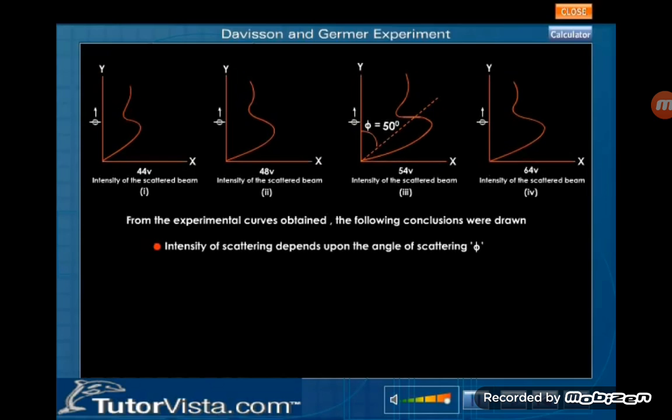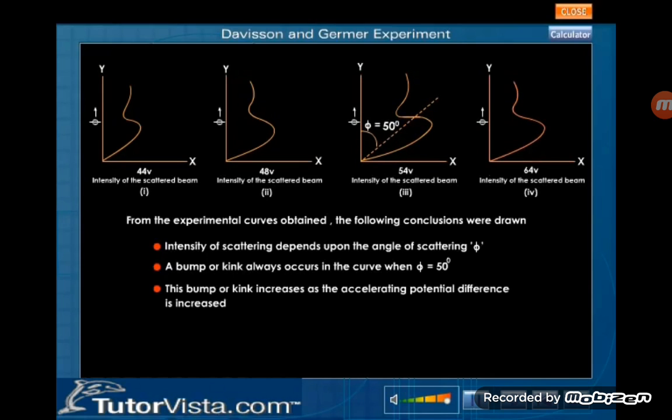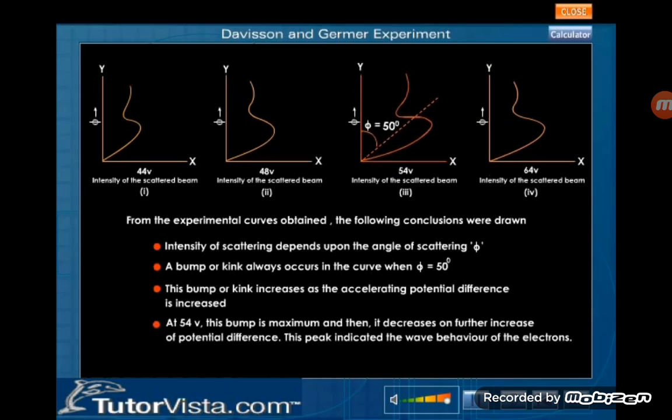Intensity of scattering depends upon the angle of scattering, phi. A bump or kink always occurs in the curve when phi is equal to 50 degrees. This bump or kink increases as the accelerating potential difference is increased. At 54 volts, this bump is maximum, and then it decreases on further increase of potential difference. This peak indicated the wave behavior of the electrons. Thus, the Davisson-Germer experiment verifies de Broglie's hypothesis of wave nature of matter particles.